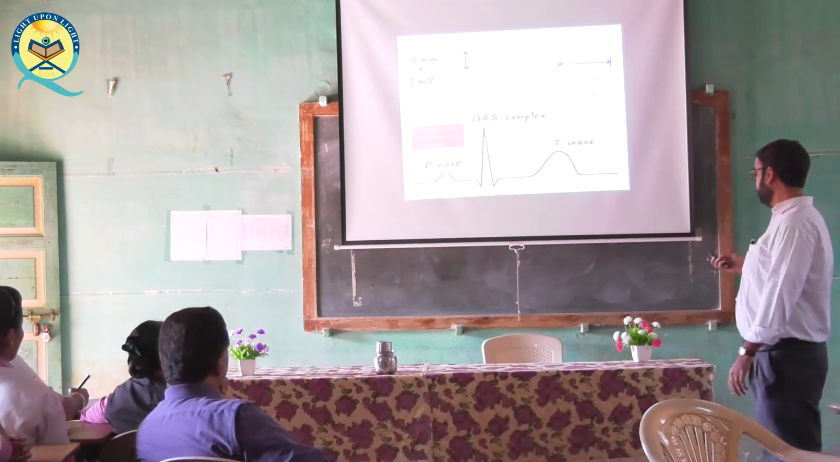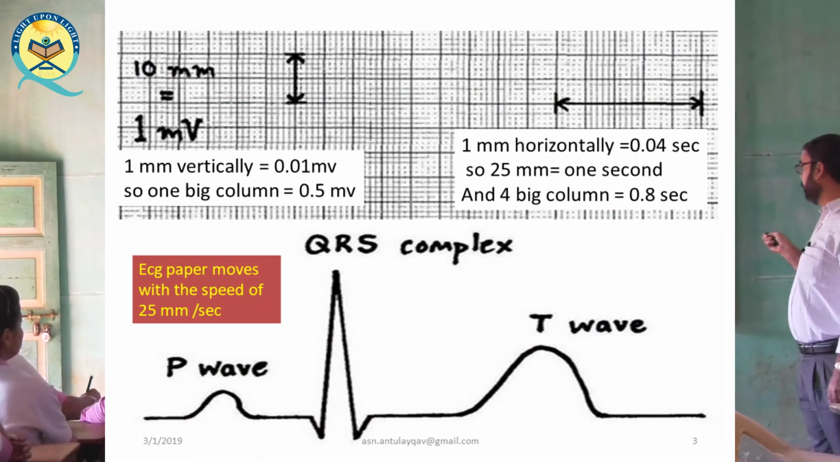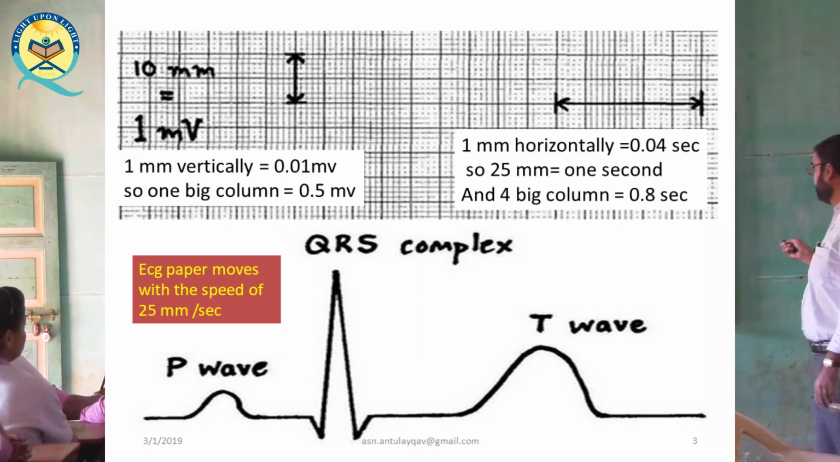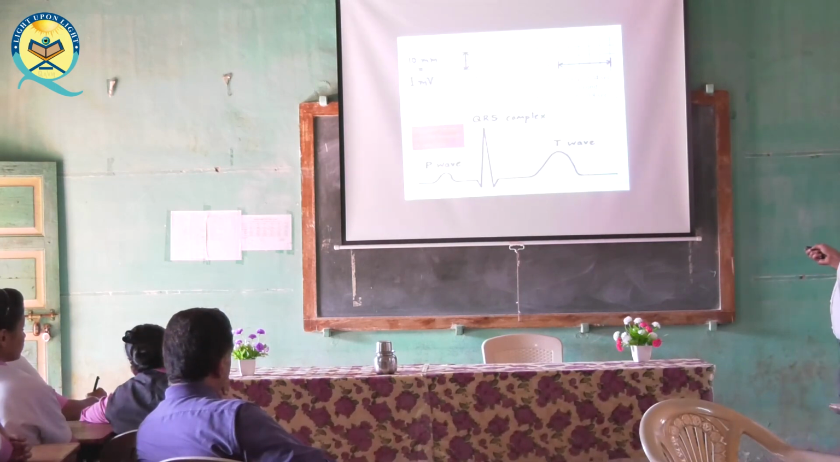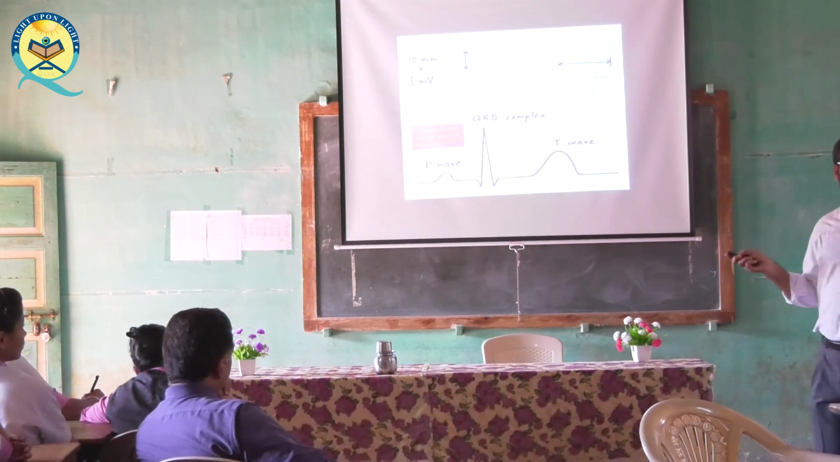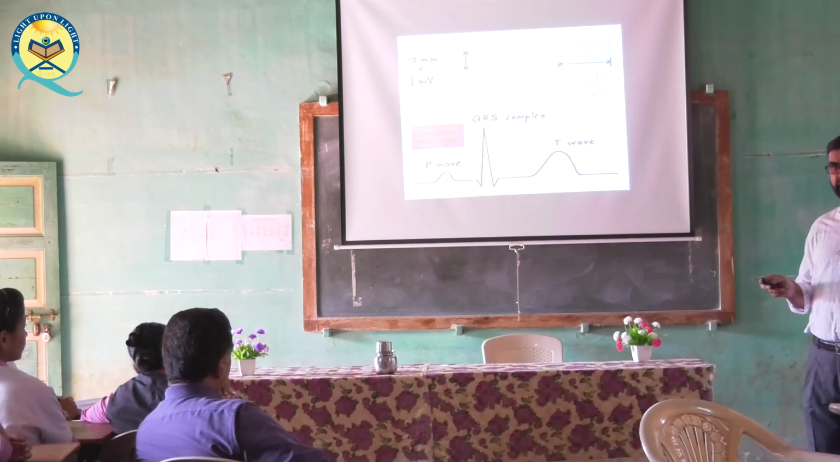Second point, if you go through this paper horizontally, each small square, or each 1 millimeter, is equal to 0.04 second. So 25 millimeter is equal to 1 second, or you can say one cardiac cycle lasts for 0.8 second. So 4 big columns are equal to 0.8 second. It is shown here 1, 2, 3, 4, 5, but up to here is 4. So if the RR interval is 0.8 second, then the cardiac cycle is normal.